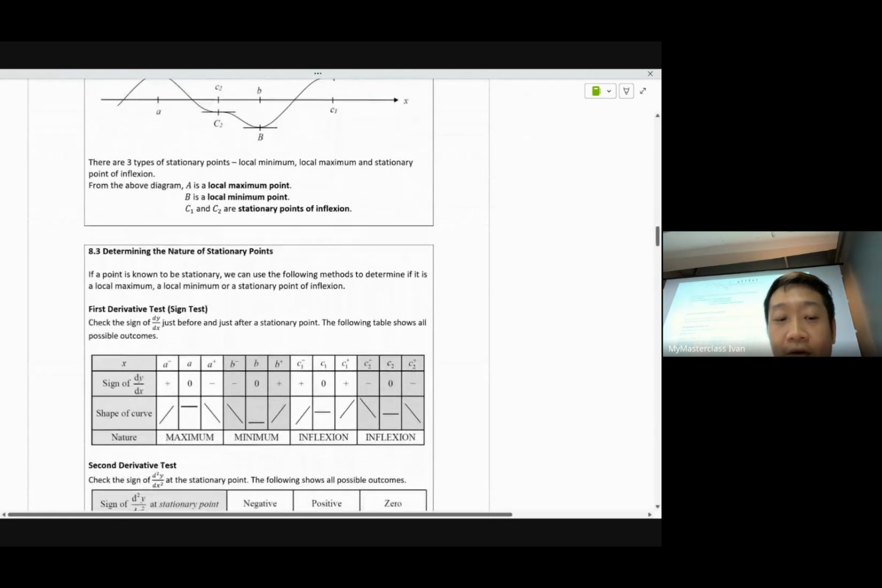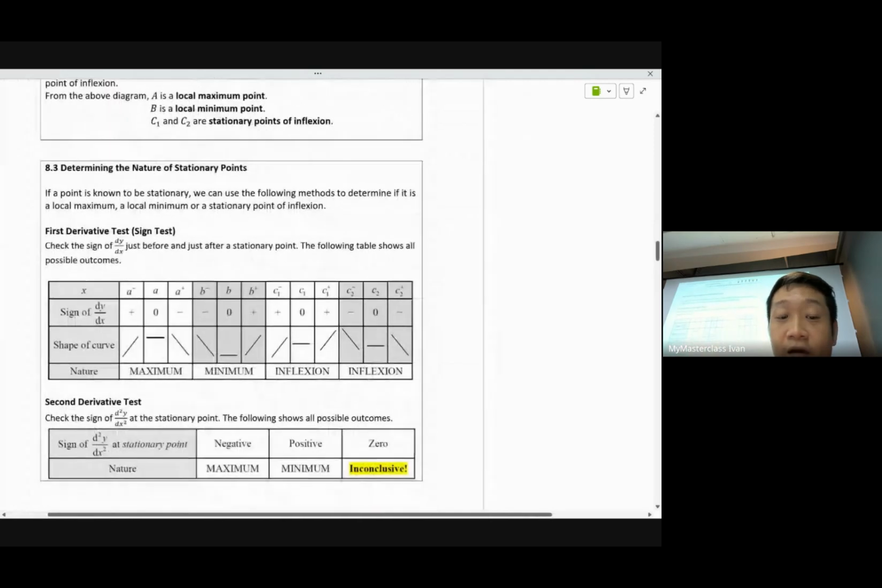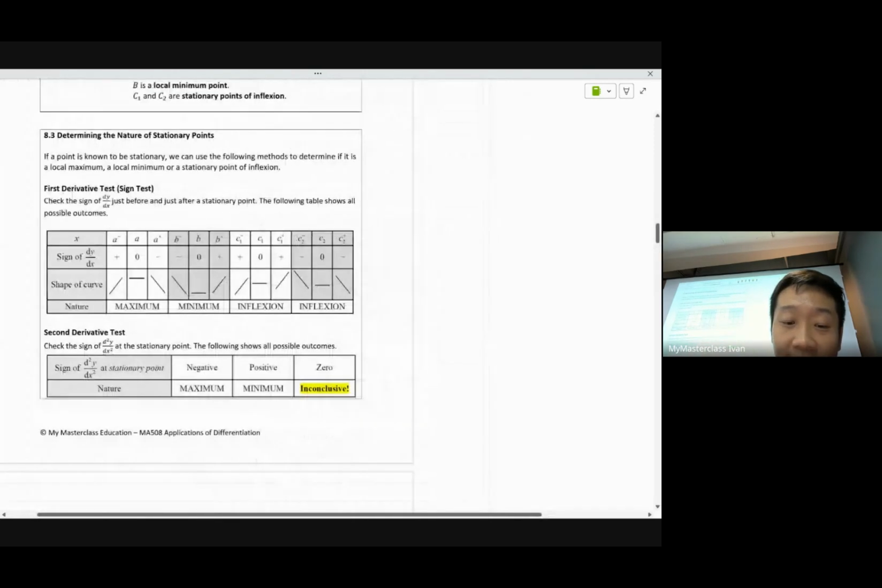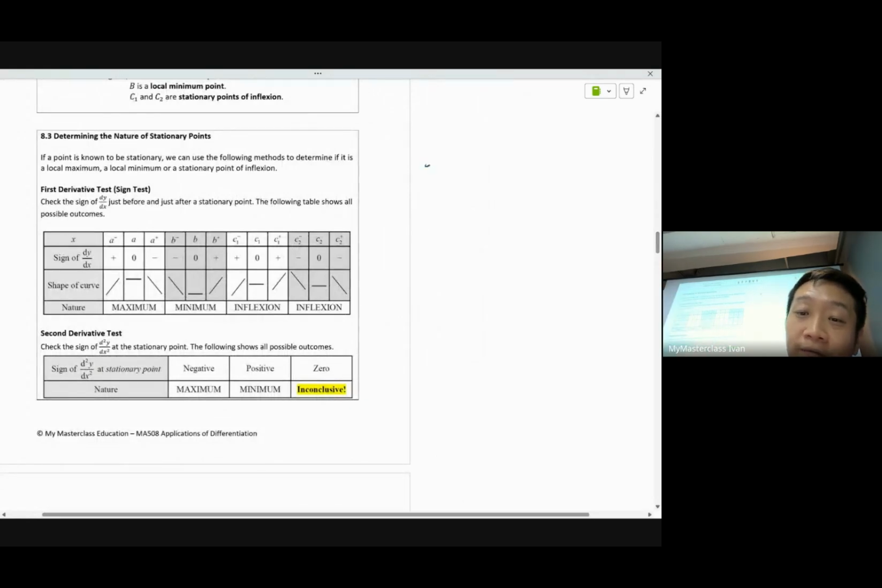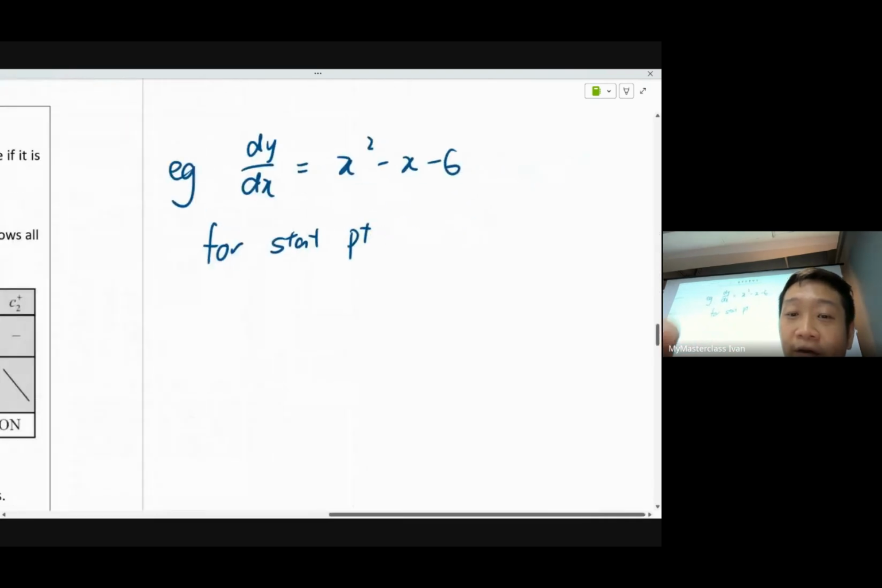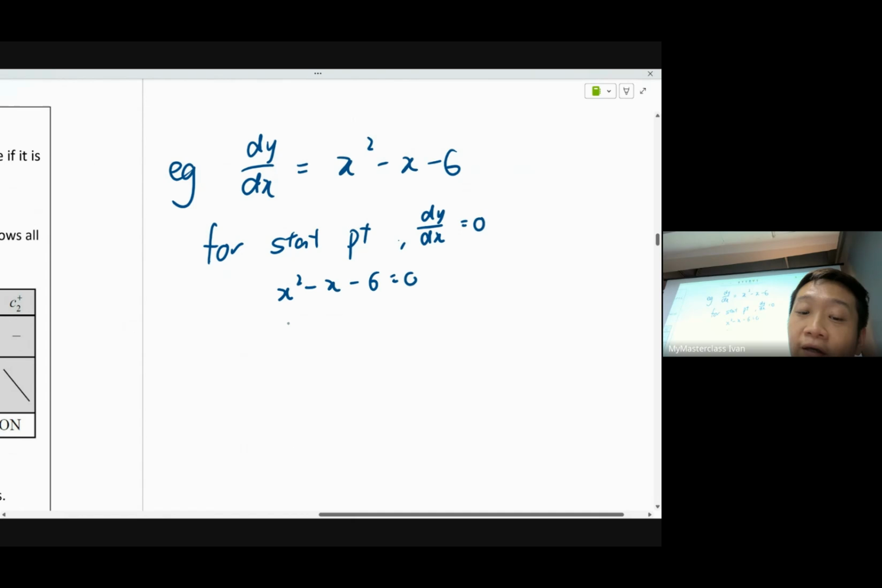I want to tell you that when we do the first derivative test, just look here and understand. Let's say, for example, your dy/dx is a quadratic, x squared minus x minus 6. Always remember, for stationary point, dy/dx equals 0. Don't have to copy down. So x squared minus x minus 6 equals 0, then (x minus 3)(x plus 2) equals 0. This means x equals -2 or x equals 3.